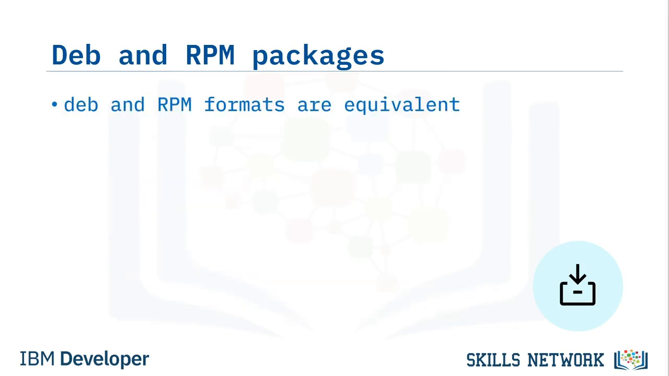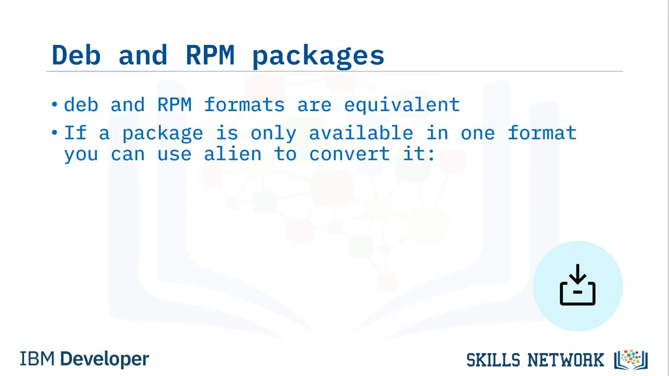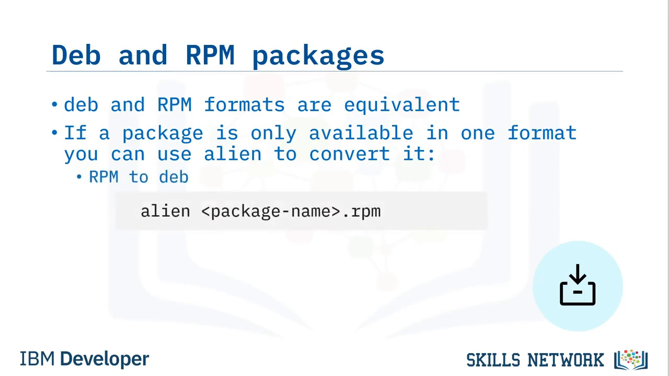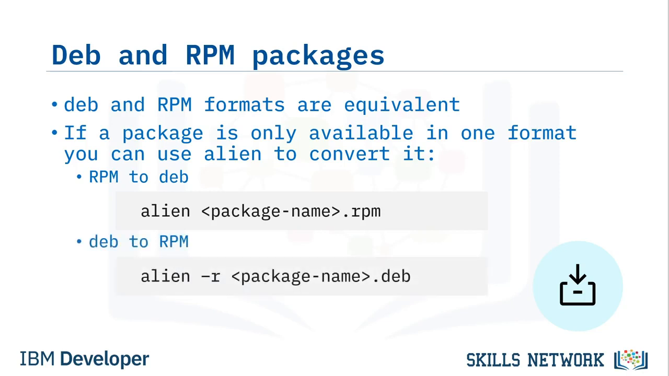Deb and RPM formats are equivalent, so the contents of the file can be used on other types of Linux OSs. If you find that a package that you want to use is only available in the other format, you can convert it using the alien tool. To convert packages from RPM format to Deb, simply use the alien command and specify the package name that you want to convert. To convert to RPM format, use the r switch with the alien command.